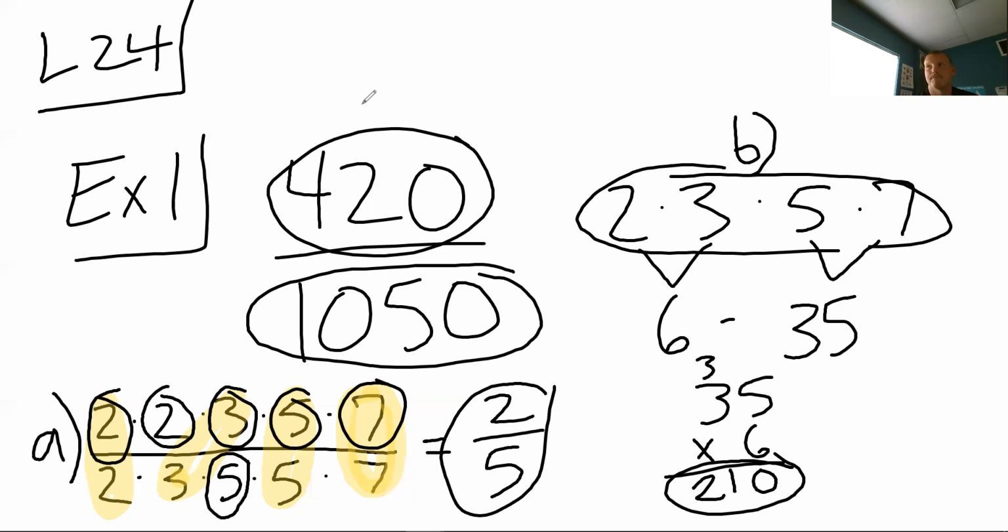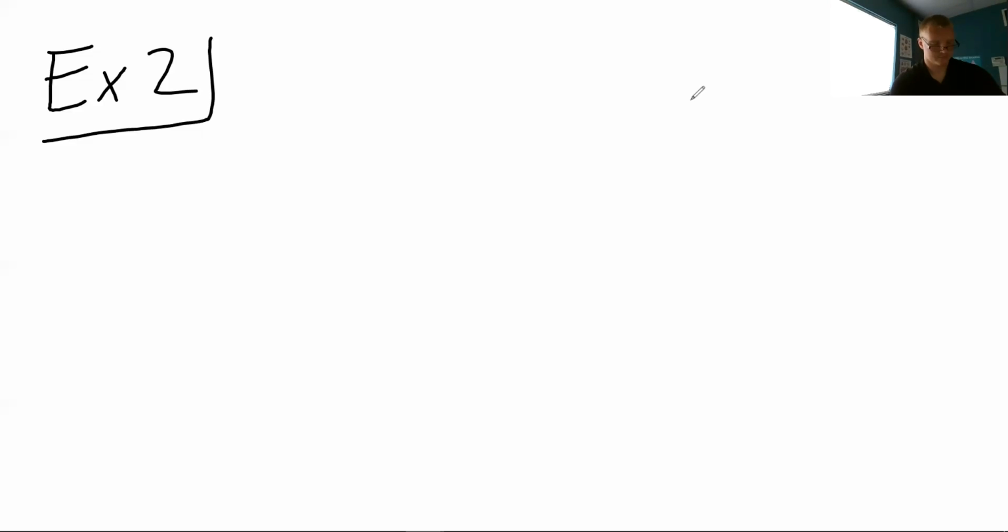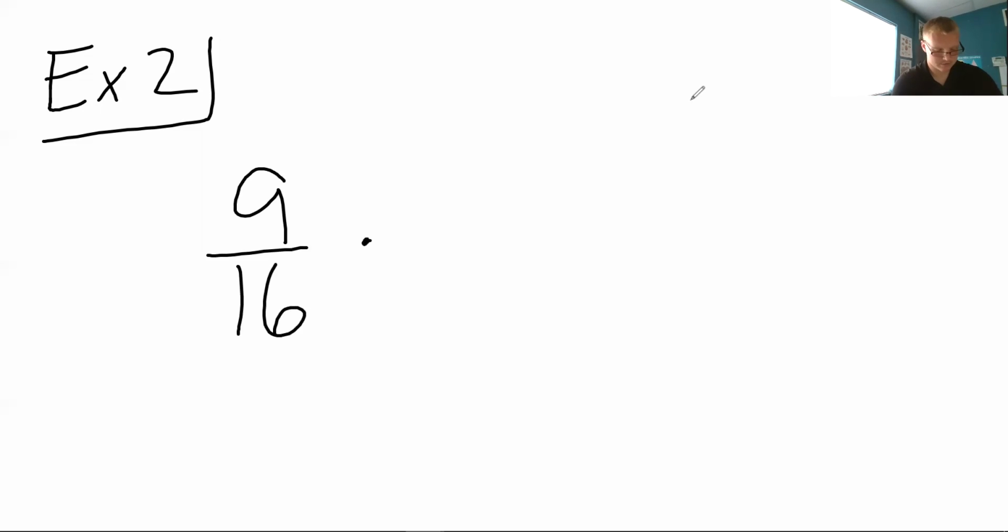All right. So let's try another one here. Reducing before multiplying. So this is the one you were asking about, William. Example 2. I think you figured it out after you looked at it. So our example is 9 over 16 times 2 over 3.